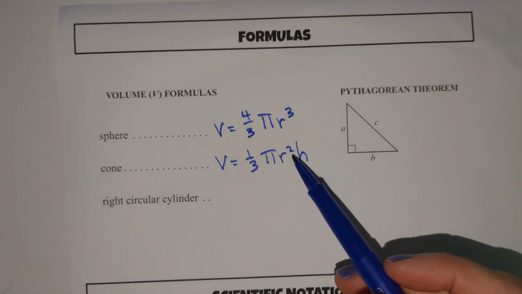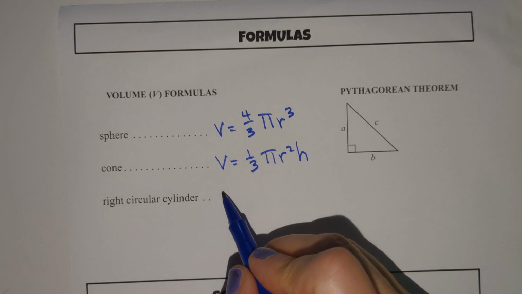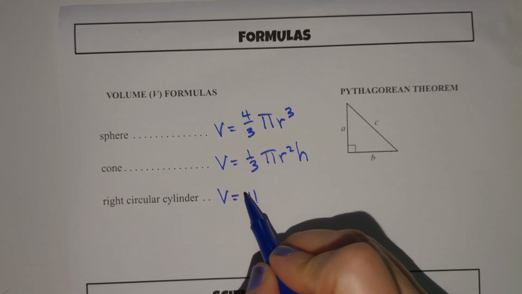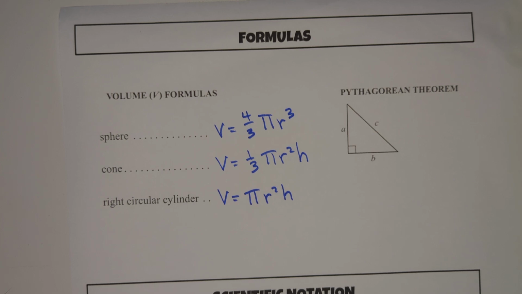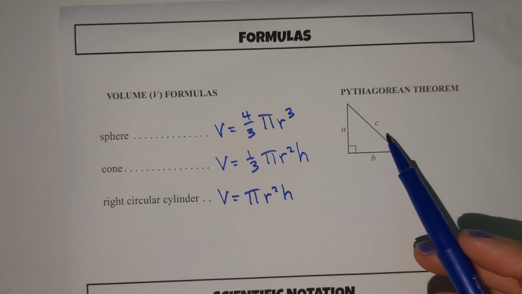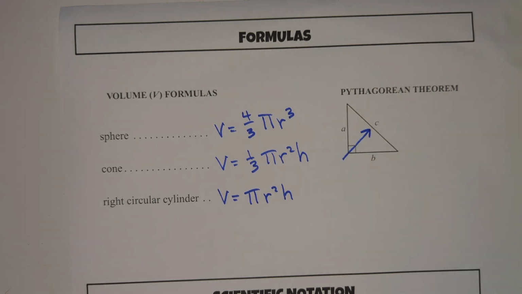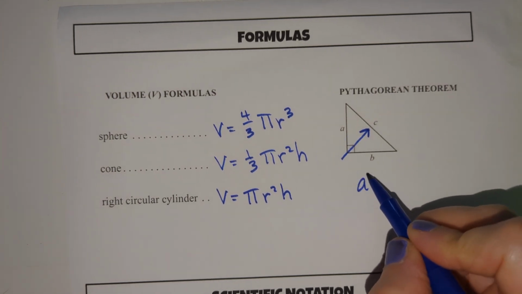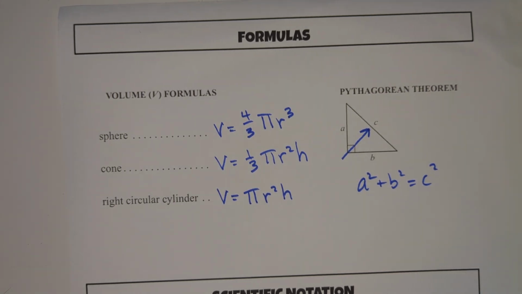All right, so this is back to our squared there because a cone has a base that is a circle. And our cylinder, we've got our straightforward pi r squared h. That's our cylinder formula. And our last formula, our Pythagorean theorem. Don't forget that when I'm trying to find the hypotenuse, it is the one that is across from the right angle. And our Pythagorean theorem, a squared plus b squared equals c squared.